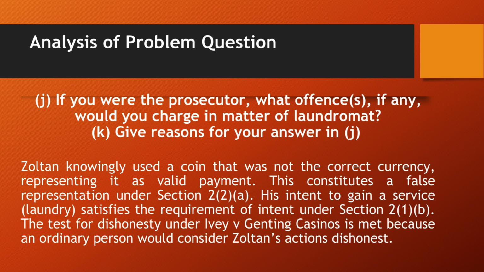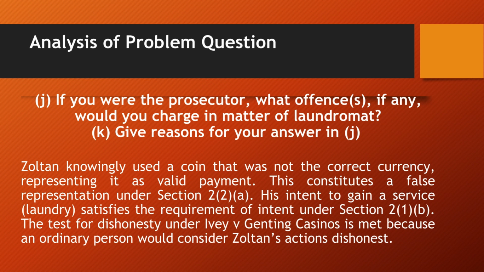If you were the prosecutor, what offences would you charge in the matter of the laundry, and give the reasons for your answer in the same scenario? Zoltan knowingly used a coin that was not the correct currency, representing it as valid payment. This constitutes a false representation under Section 2. His intent to gain a service, that is the laundry, satisfies the intent requirement under Section 2.